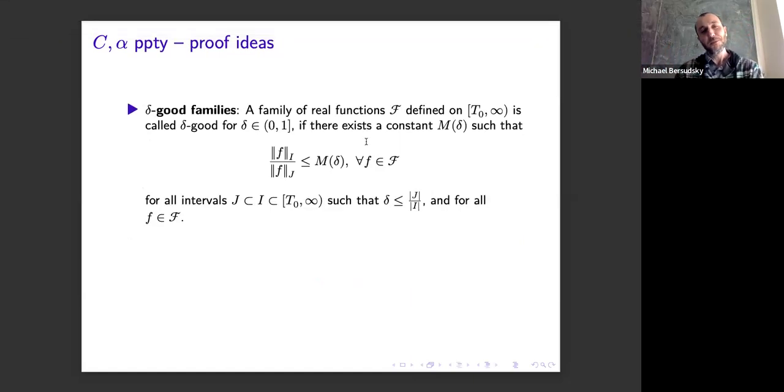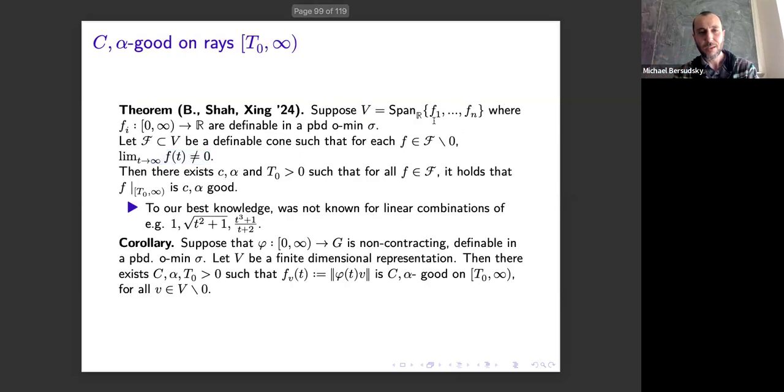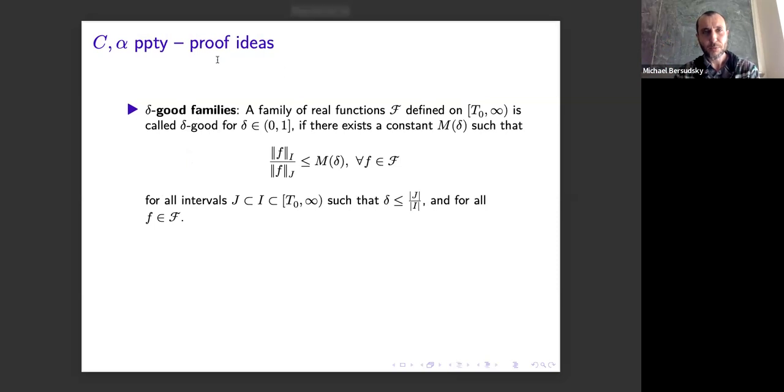Okay, so now I would like to give some ideas for this property. We use it in this linearization technique, and also to show that there is no escape of mass, that the averages always converge to probability measures. And how do we prove this C alpha good property?